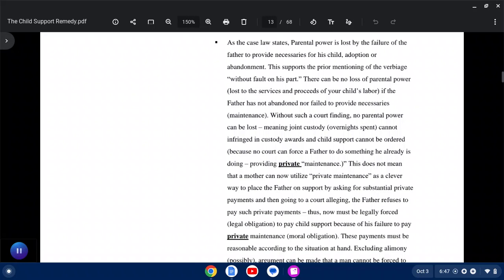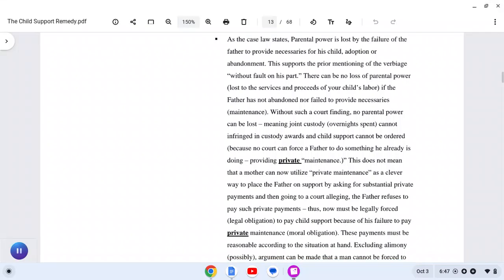Without such a court finding, no parental power can be lost, meaning joint custody over nights spent cannot be infringed. In custody awards and child support, no court can force a father to do something he already is doing, providing private maintenance.